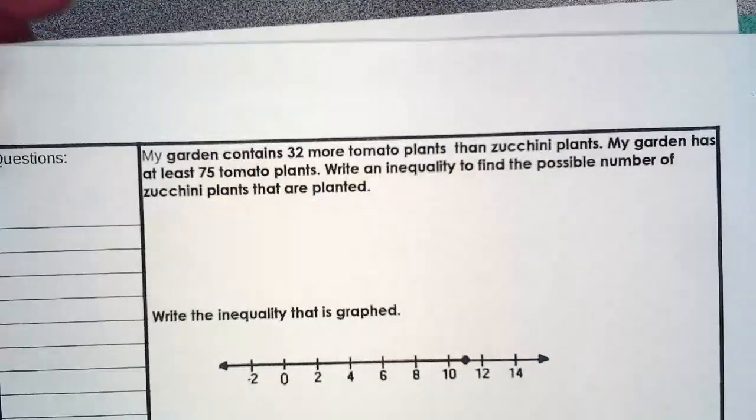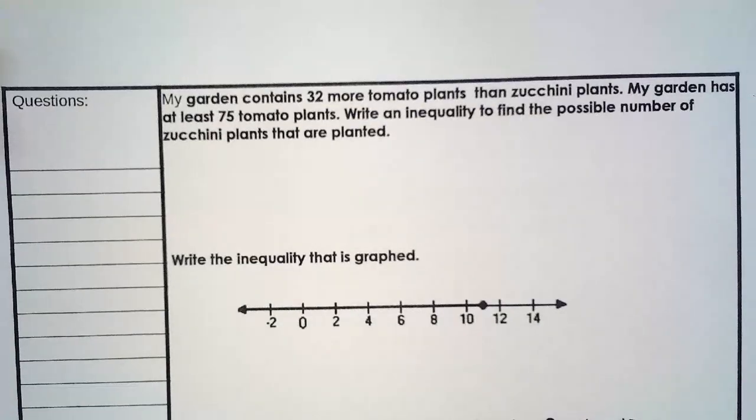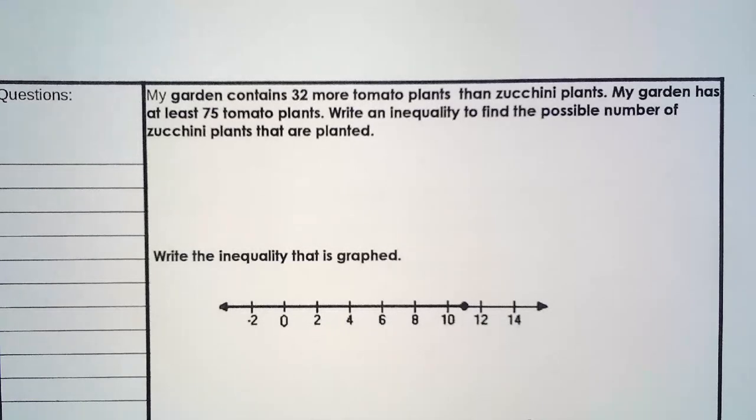Okay. I've got a garden. In my garden, I've got tomato plants and zucchini plants. My garden has at least 75 plants. And my garden contains 32 more tomato plants than zucchini plants. So my garden has at least 75 tomato plants. Write an inequality to find the possible number of zucchini plants that are planted.